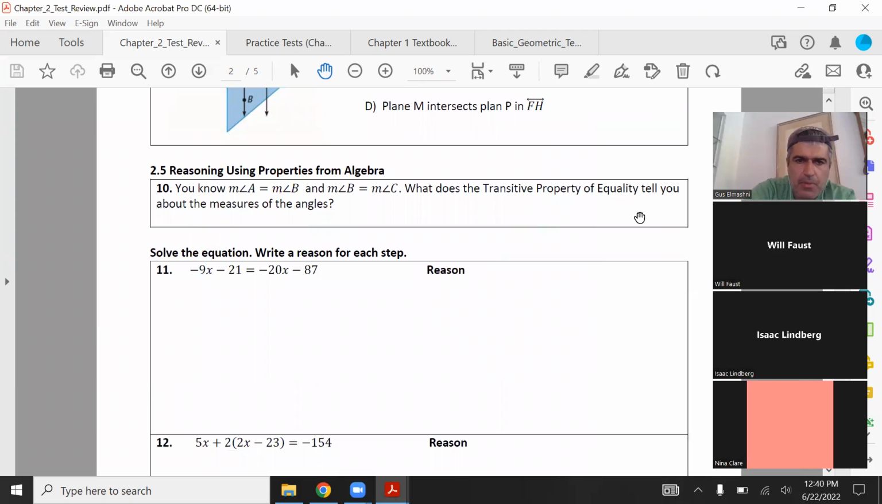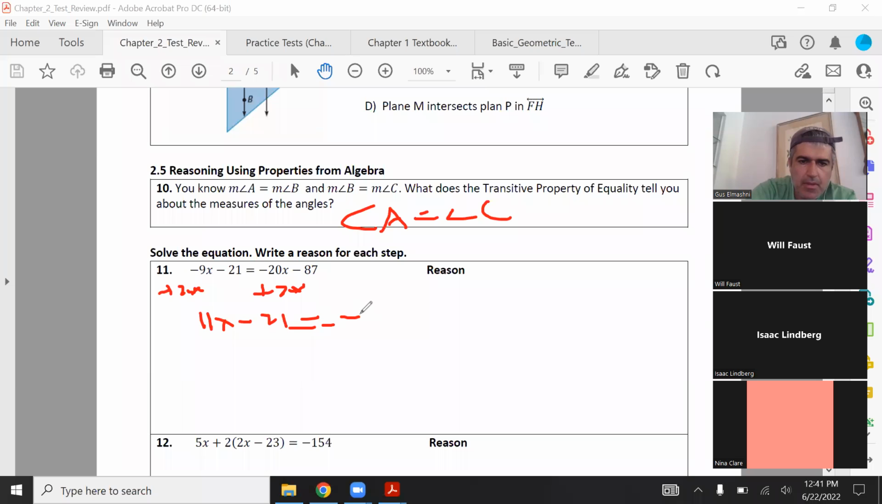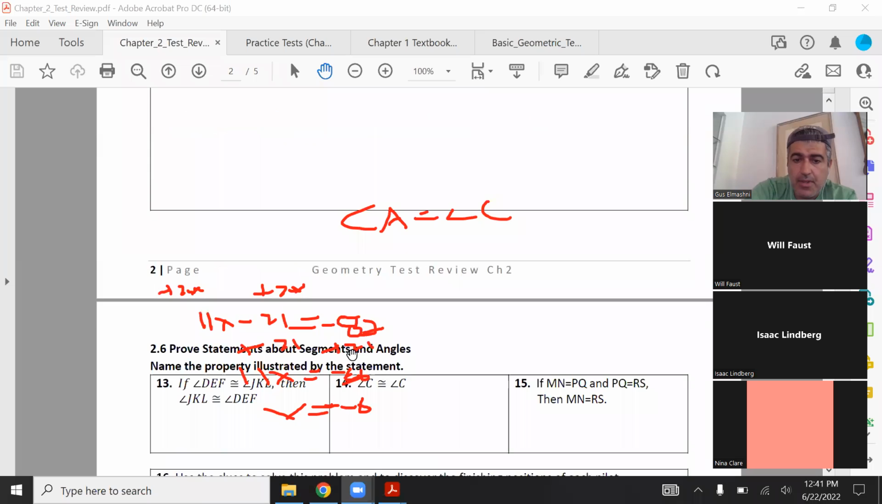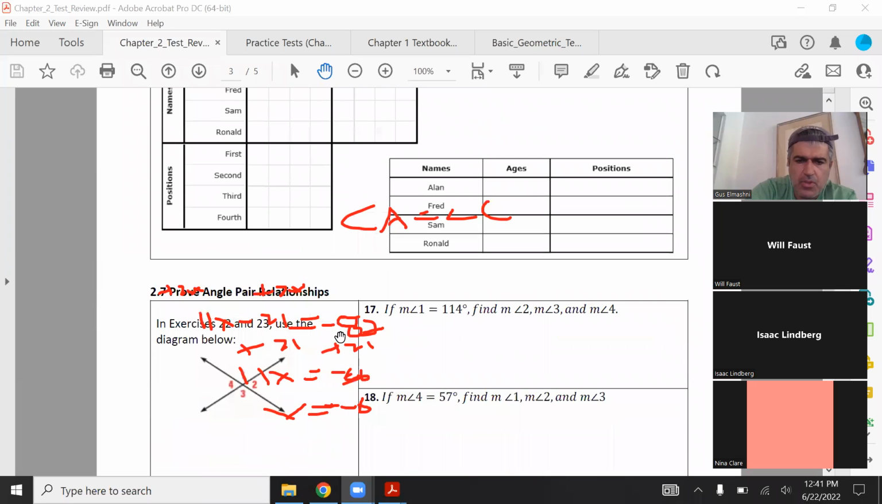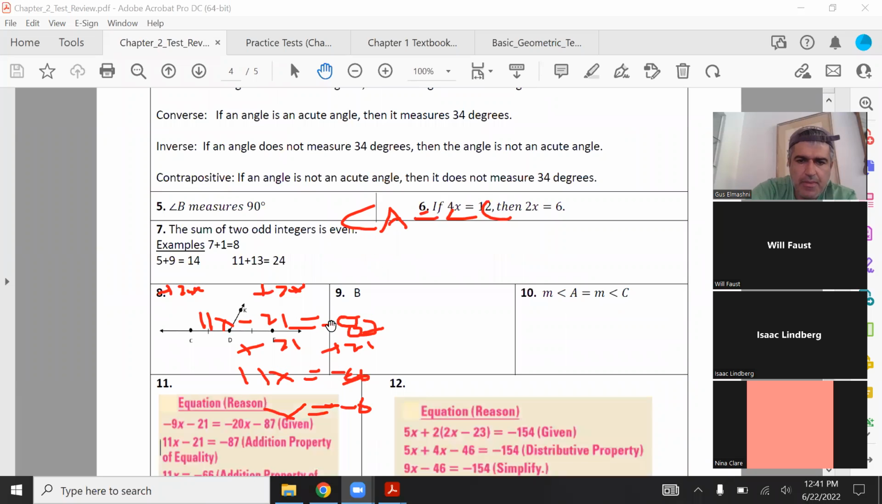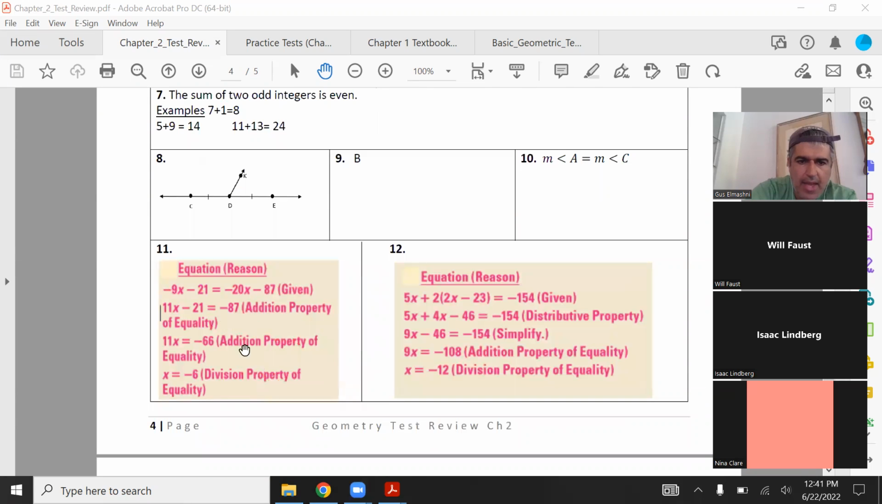Here, transitive property just means that angle A equals angle C. And here you've got to write these out. So you're going to move probably 20x to both sides. You're probably going to do the addition property. You're going to add 21, right? Then divide by 11, and you get that. So you're doing addition, subtraction. Or actually, it looks like we did addition twice, and then division. Yeah, we can see here, add, division.